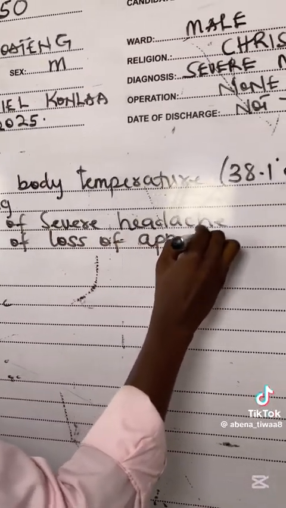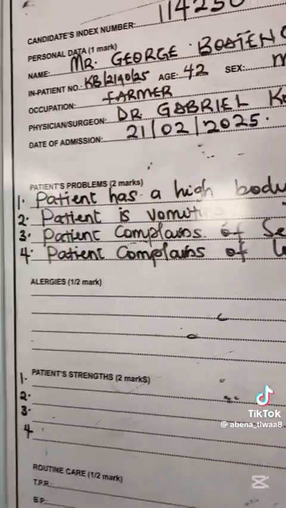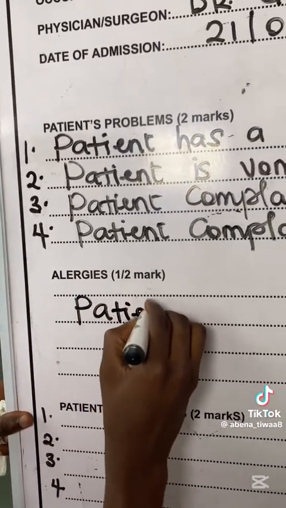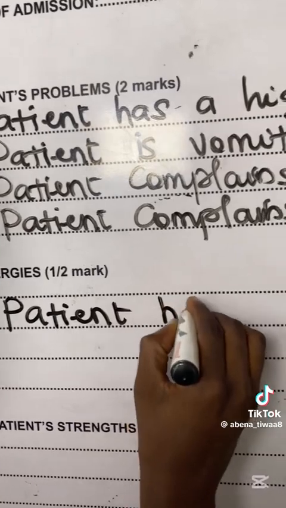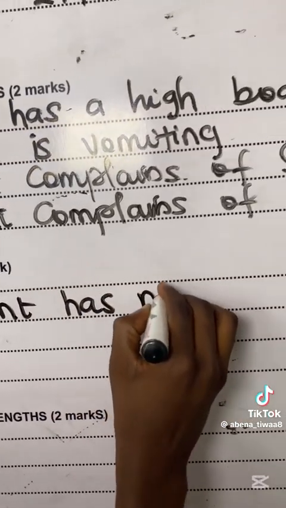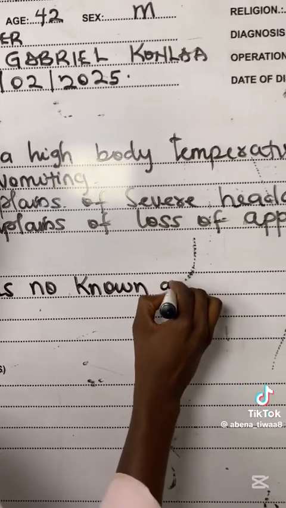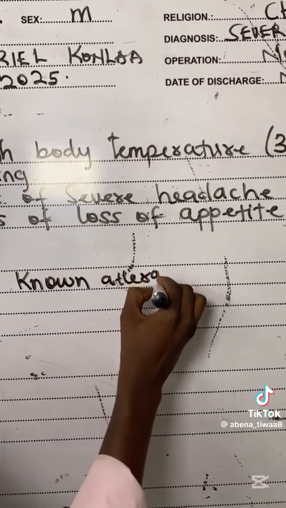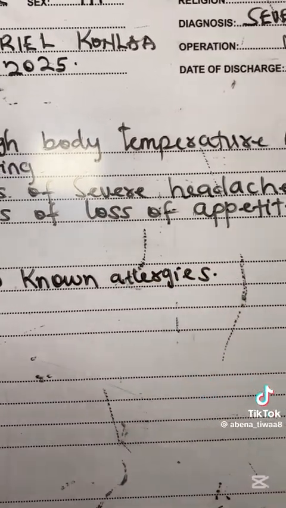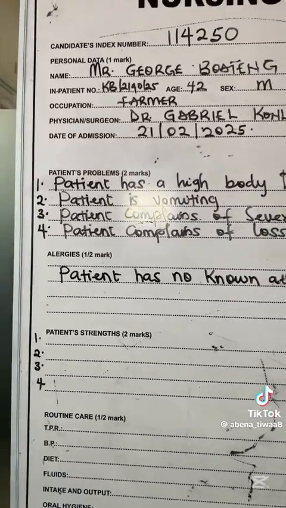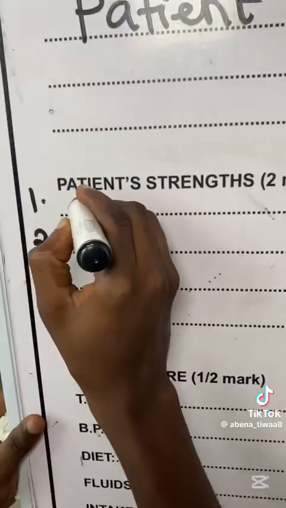When it comes to the patient allergies, we write boldly if the patient is allergic to anything. And if the patient does not know what he or she is allergic to, then you write patient has no known allergies. We make sure we add "no known allergies" so that it does not look like the patient has no allergies at all. It might be that they do not know their allergies. Then we quickly move on to the patient's strength.